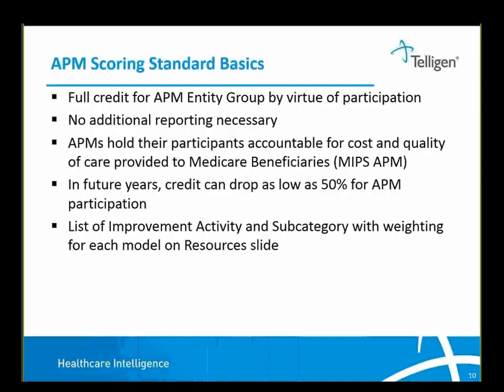So CMS is currently assigning full improvement activity score by virtue of just being in an APM, and there is no additional reporting necessary. So these practices won't have to submit additional improvement activity information or attest to that. APM entities participating in the MIPS APM will receive that same baseline improvement activity score in which they participate. And in future years, credit for the APM participation may drop to 50%. At the end of the webinar in the resources slide, we have included a list of the improvement activities and subcategories with its weight. In the 2018 proposed rule, they don't have any proposed changes to scoring for the APMs or MIPS APMs.